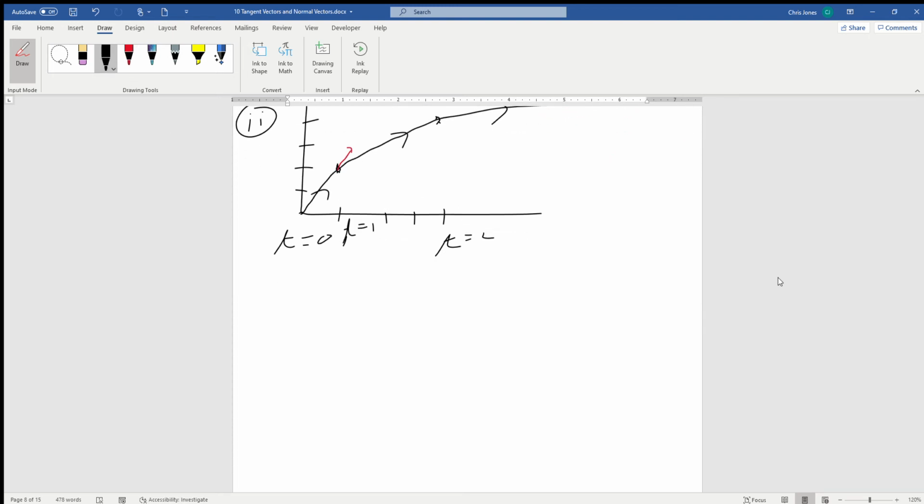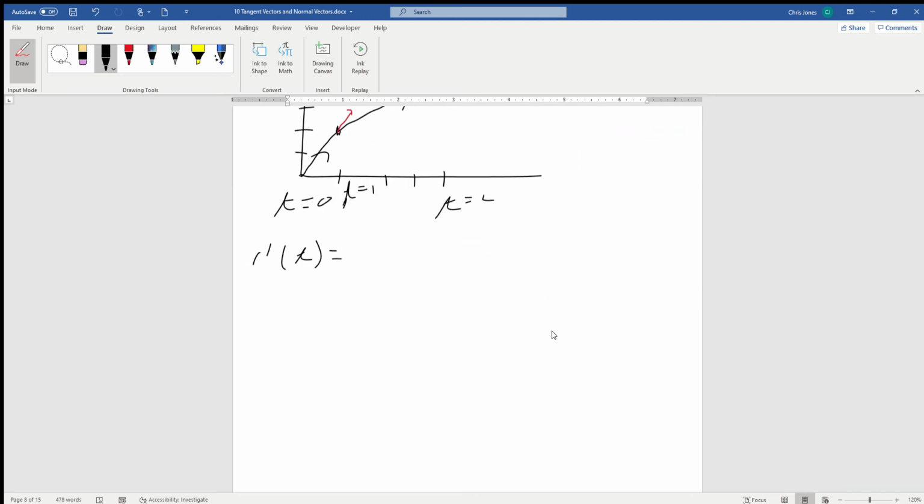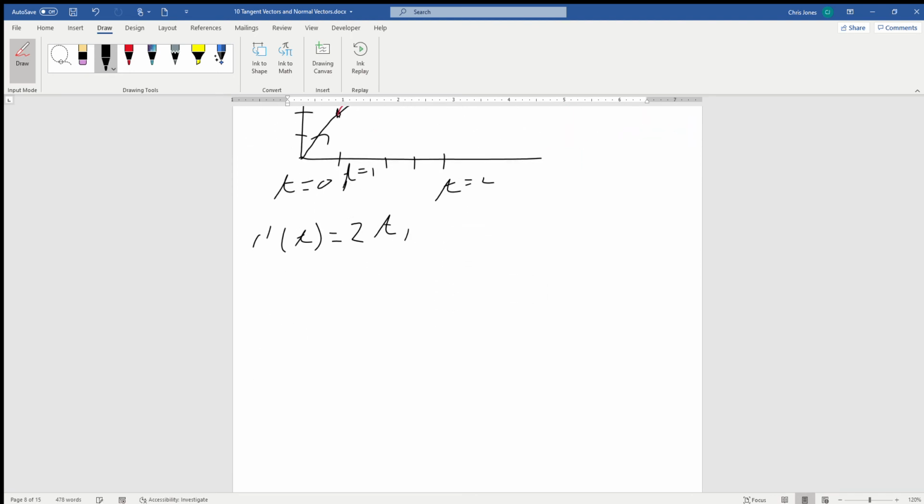All right, now that's not going to be easy. Recall r prime of t, not too bad. We're just going to take the derivative of the r, and r was t squared plus 2t. So that's going to be 2ti plus 2j.